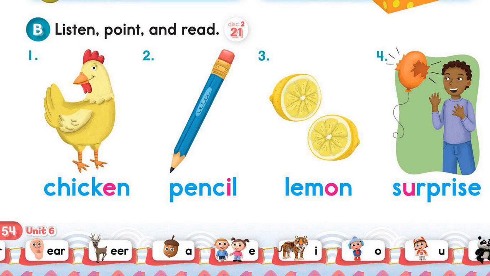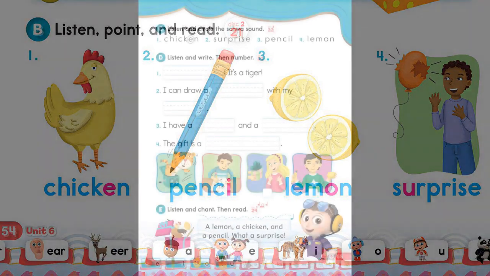Page 54. B. Listen, point, and read. 1. Chick. Chicken. 2. Pence. Pencil. 3. Lem. Lemon. 4. Prize. Surprise.